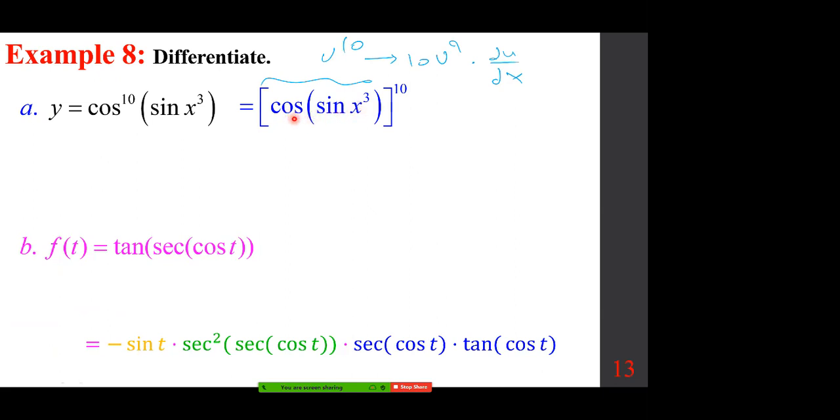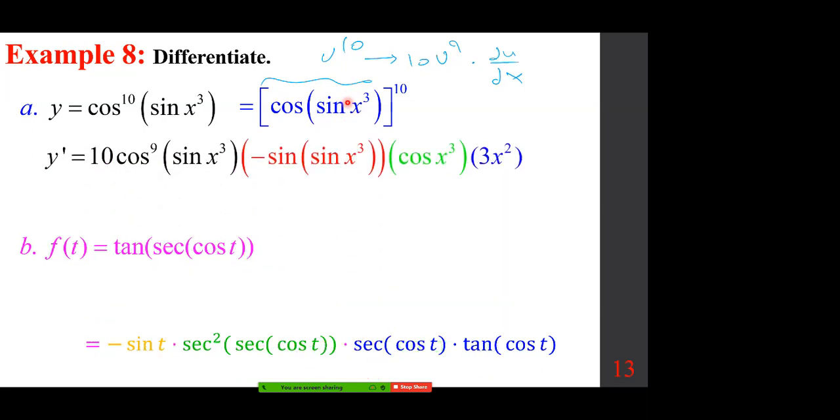Inside is cosine, so the derivative becomes negative sine of sine x cubed. The derivative of cosine is negative sine. And by the chain rule, the derivative of sine x cubed is cosine x cubed, and the derivative of x cubed gives you 3x squared. This is as involved as it gets. If you can understand this, you are done with the chain rule.